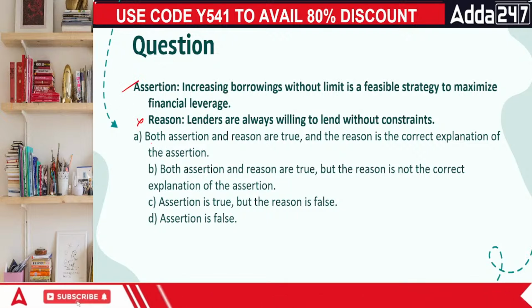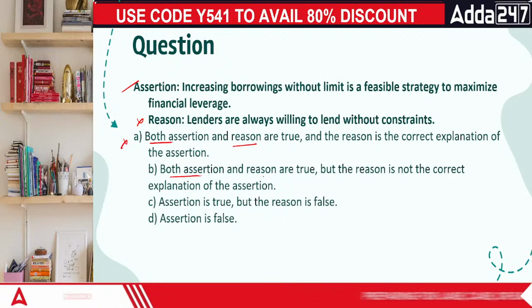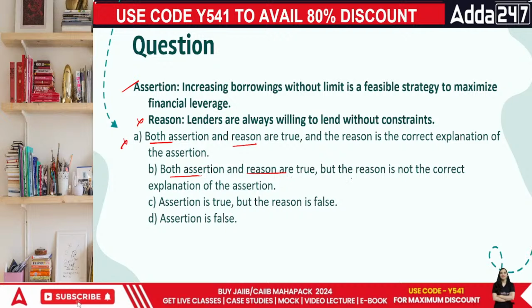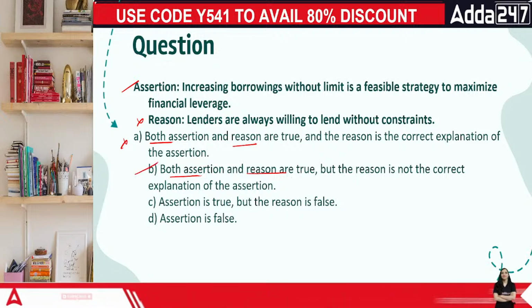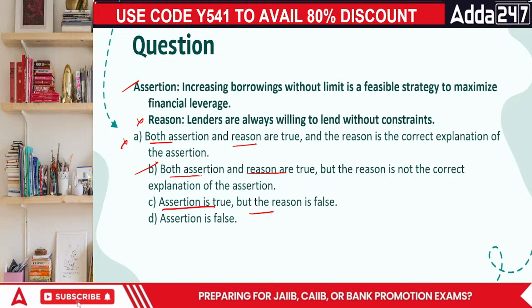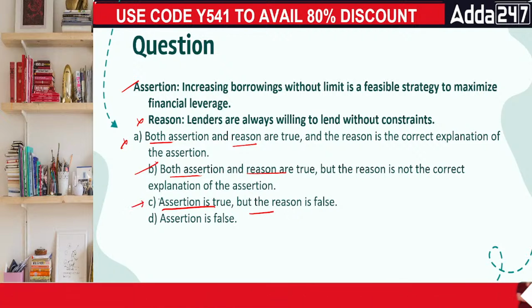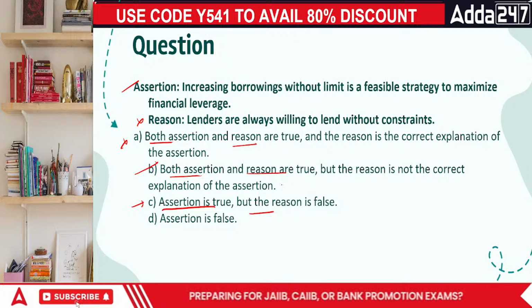So according to you, what's going to be the answer? Both assertion and reasoning are true. This is wrong. Both assertion and reasoning are true, but the reason is not correct. This can be the point because the first part is slightly correct. Assertion is true, but the reason is false. This can also be true in this case, because the reason is not correct.